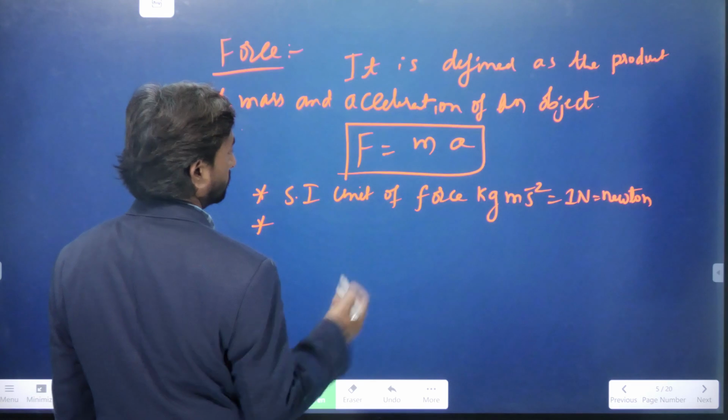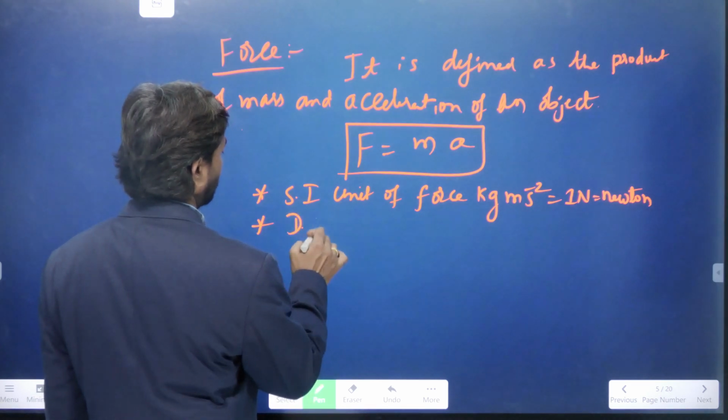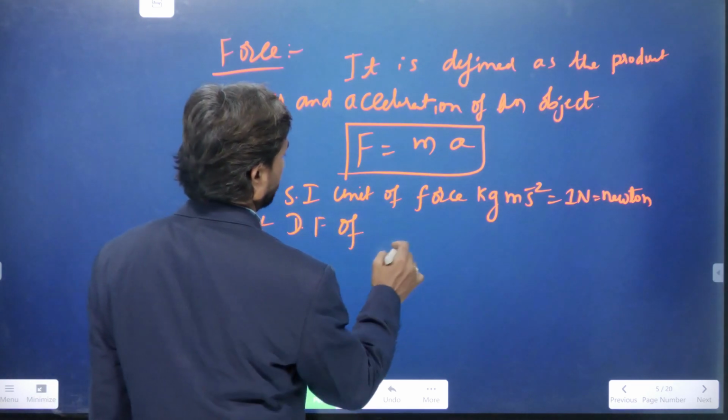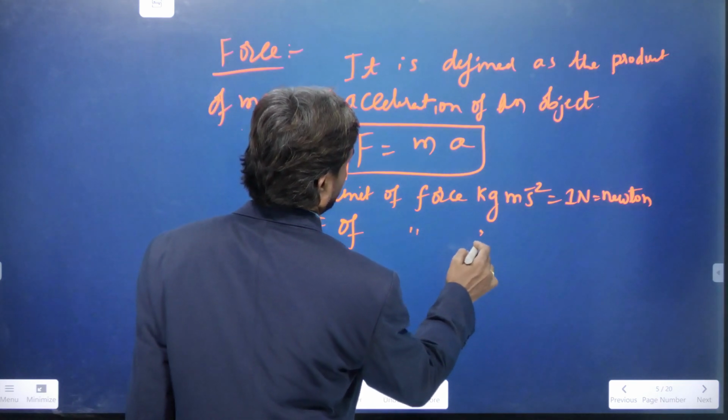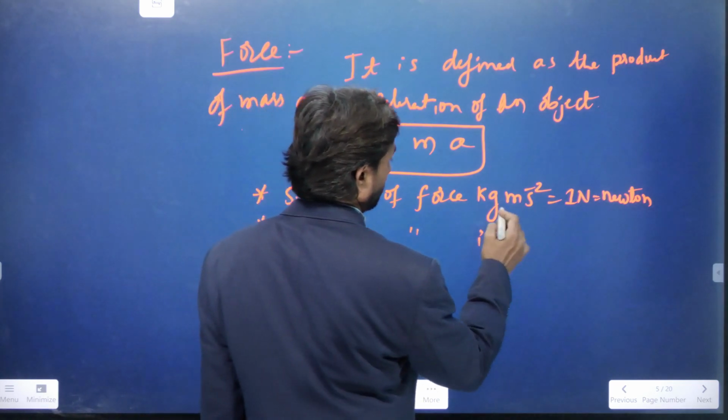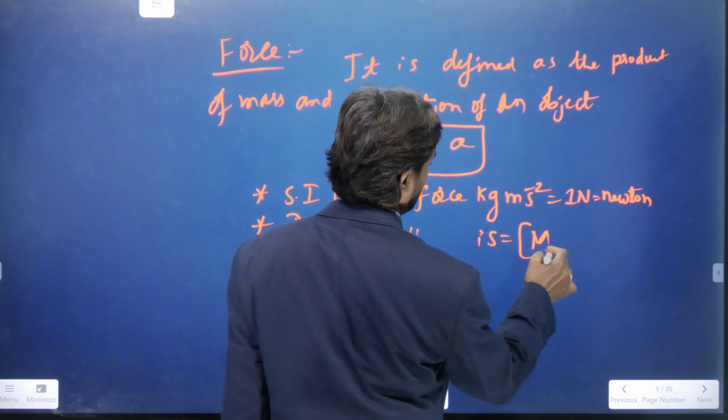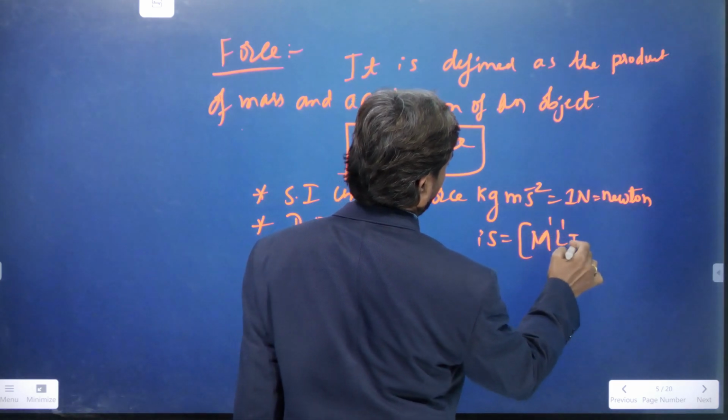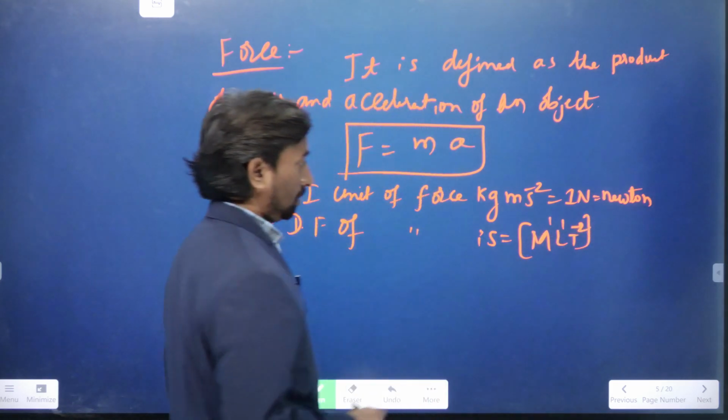And now the dimensional formula of force. How can I write it? Kg means mass, M power 1, L power 1, T power minus 2. That is the dimensional formula.